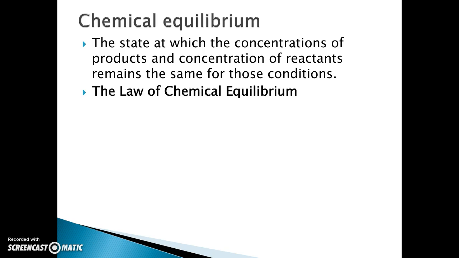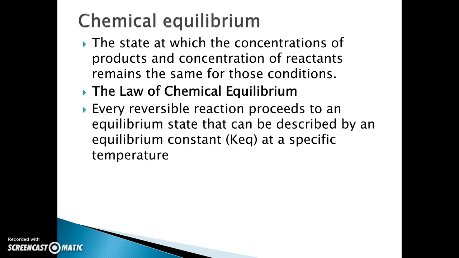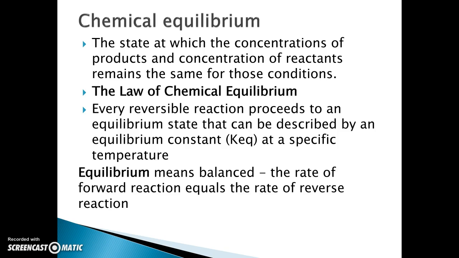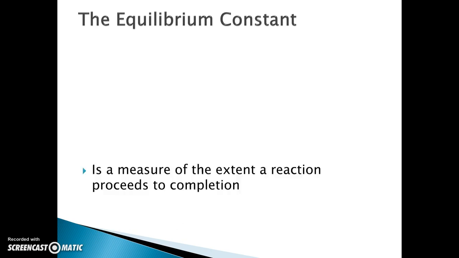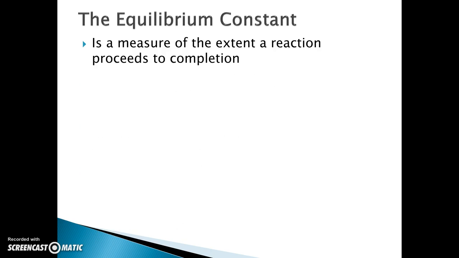The law of chemical equilibrium states every reversible reaction proceeds to an equilibrium state that can be described by an equilibrium constant at a specific temperature. The only thing that messes up your equilibrium constant is changing the temperature. We'll get to that more later. Equilibrium means balanced, and in this case it's the rates that are balanced. The equilibrium constant is a measure of the extent of a reaction, the extent that it goes to completion, the extent that the products are favored. A really big equilibrium constant means we're favoring the products.